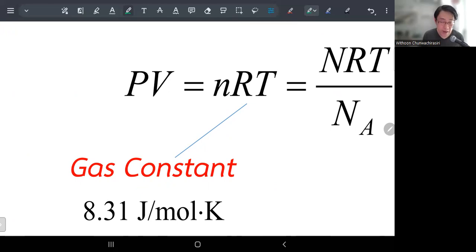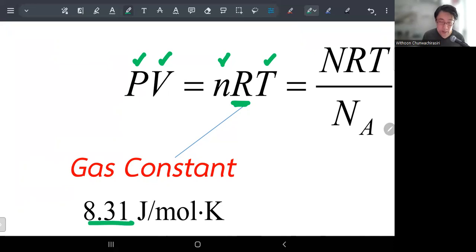It doesn't really matter what type of gas you're talking about. As long as it's an ideal gas, we take it. Pressure times volume equals the number of moles times the temperature, and that's the constant R coming in. This R is named the gas constant. Okay, and it has a value of about 8.31 joules per mole Kelvin, on and on.